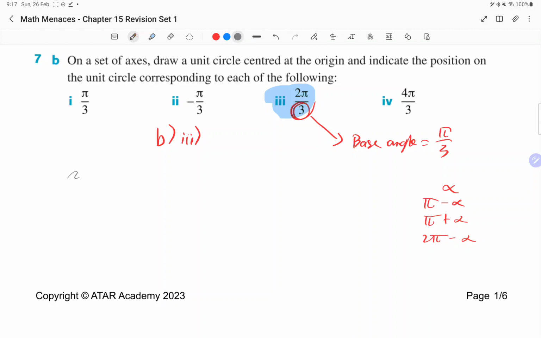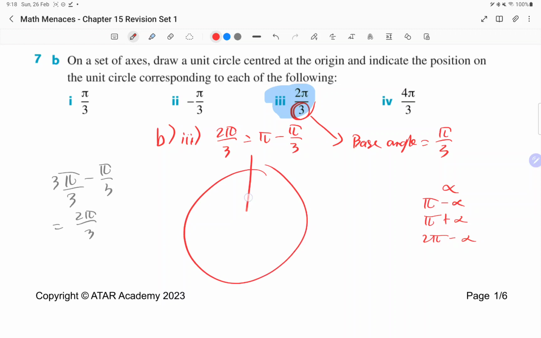So I would test on the side here, what's pi take pi on 3? Well, pi is pi on 1, so that's just 3 pi on 3, minus pi on 3 is 2 pi on 3. So I know that 2 pi on 3 equals pi take pi on 3, and which quadrant is this? The second quadrant, right? And remember, they must be symmetrical. So I'll put the value in there, pi minus pi on 3.